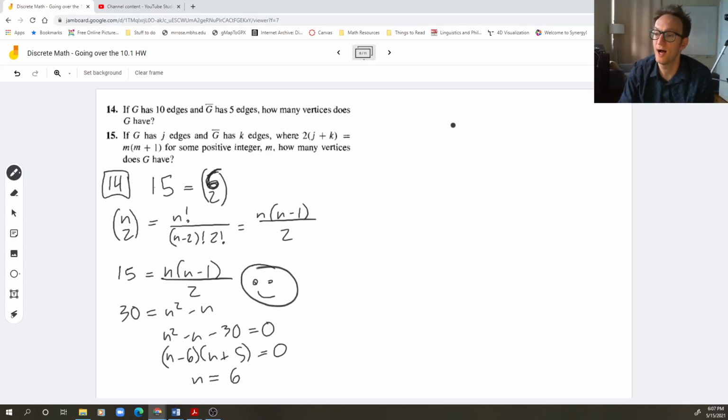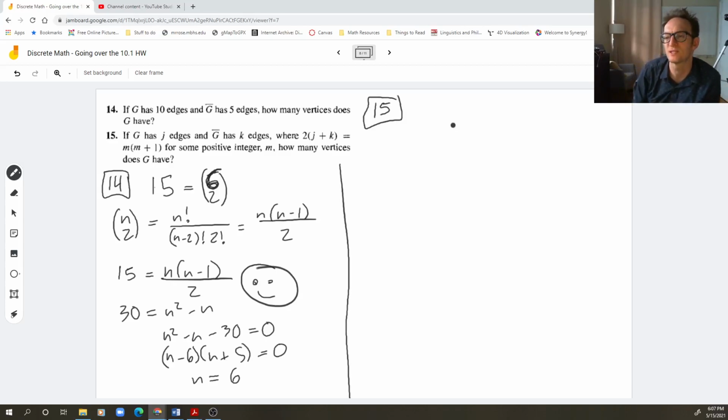Okay, so finally, 15, which seems to be just kind of more of the same. G has j edges and G complement has k edges. So what this means is that j plus k has to be, so suppose G has n vertices. That's the goal of this problem number 15: find out how many vertices it has. So let's figure out what n is.